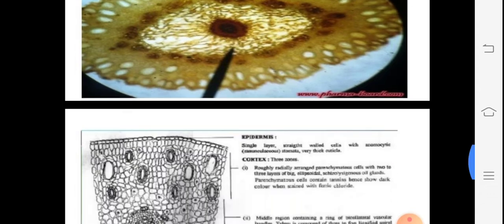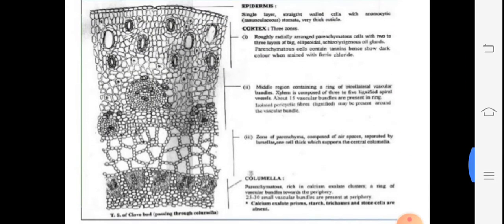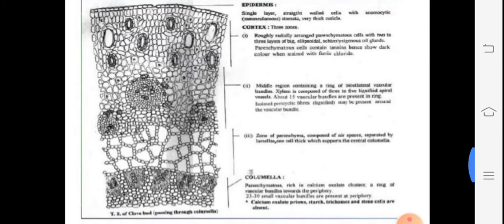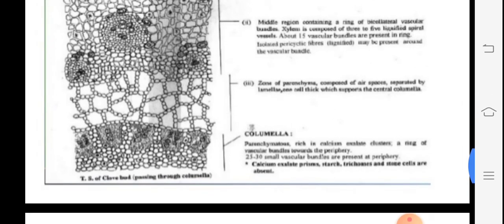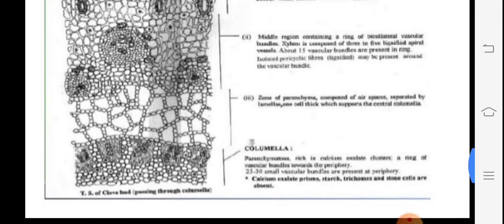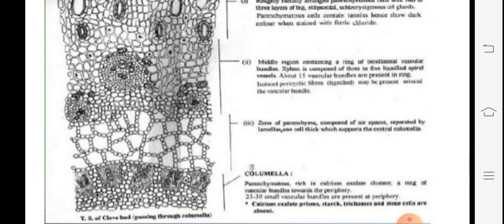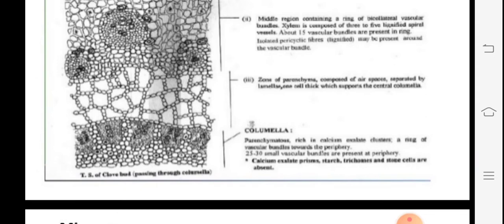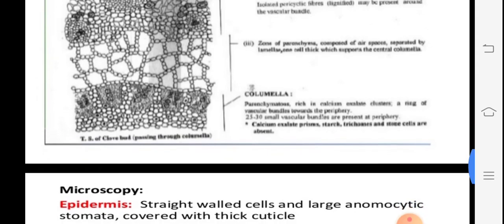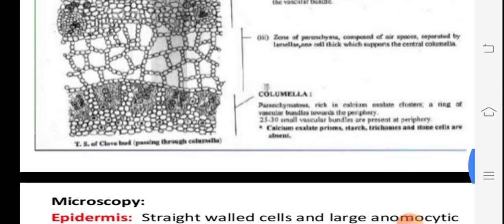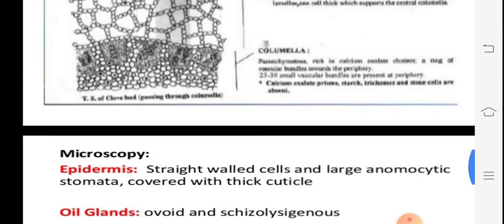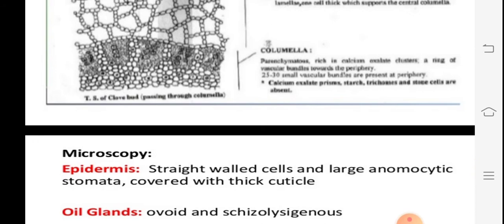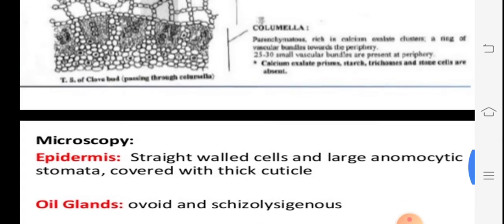Then in the internal structure, here you are observing epidermis, then sclerenchyma, the outermost made up of thick walled cells. After the epidermal cells the cortex is there, widely distributed. Then it is divided into middle and inner cortex. Centrally, as it is a stem drug, it shows the presence of the columella.